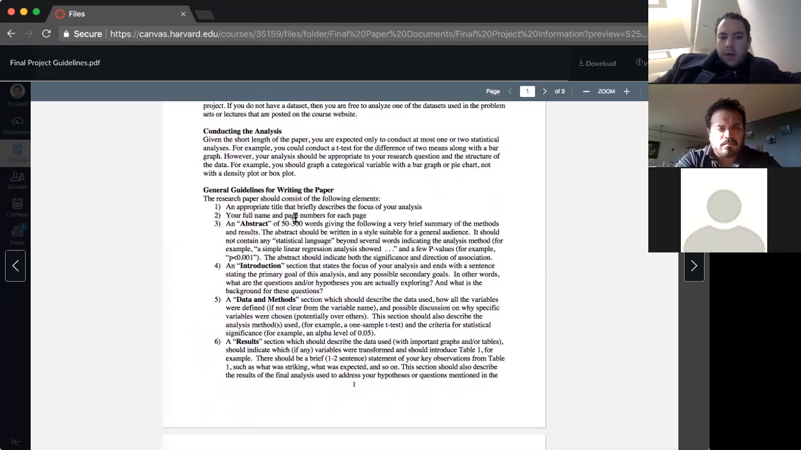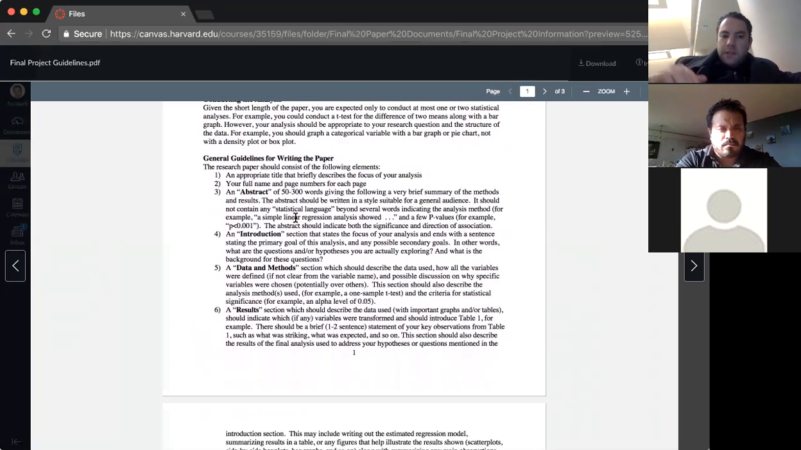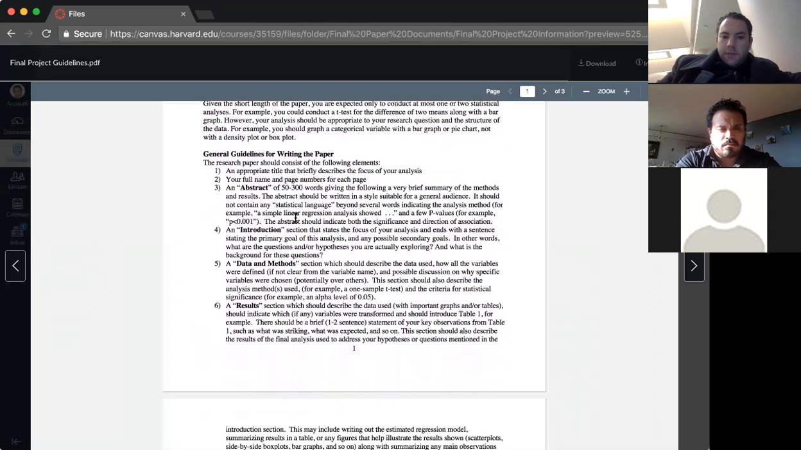And you'll have different sections. You'll have your abstract, which will be a very brief summary of the methods and the results. Abstracts are frequently used in academic writing. Any publication will have an abstract. It's kind of like the front cover of a book, a short paragraph which tells you quickly what you did and what you found.